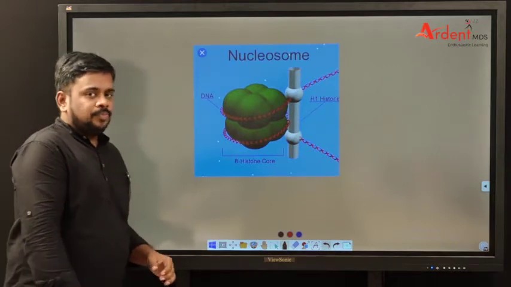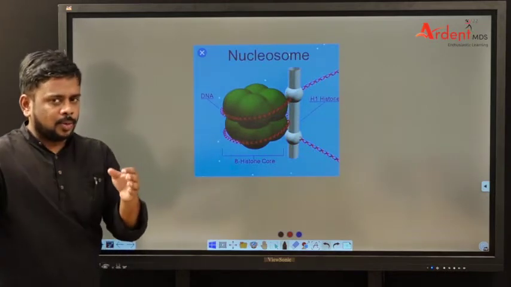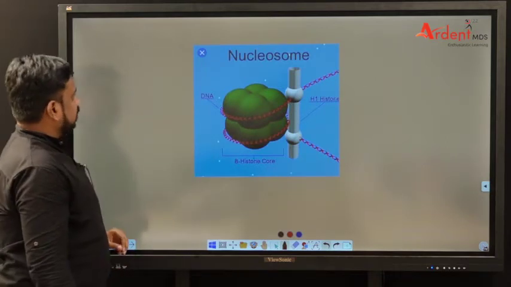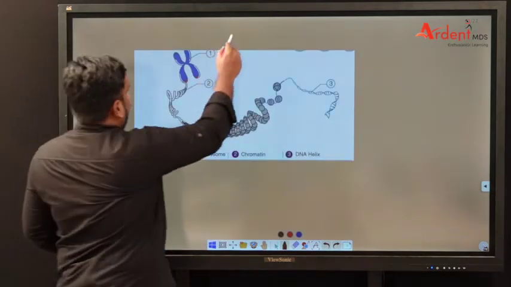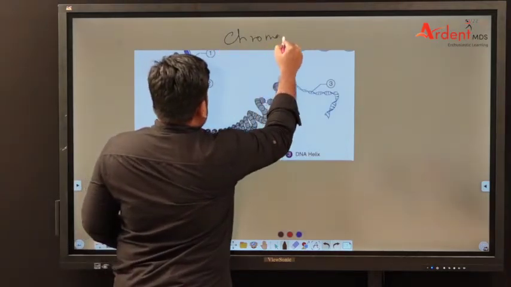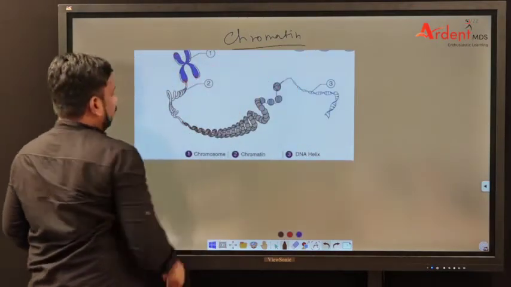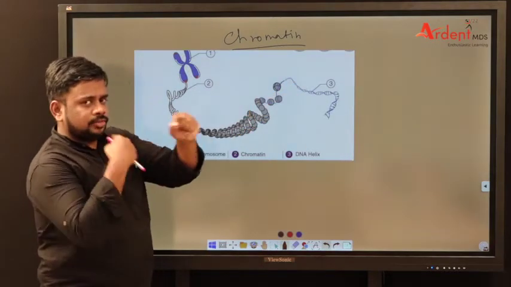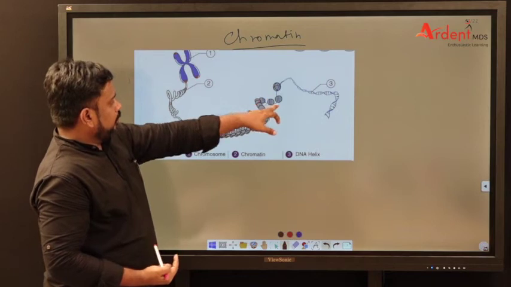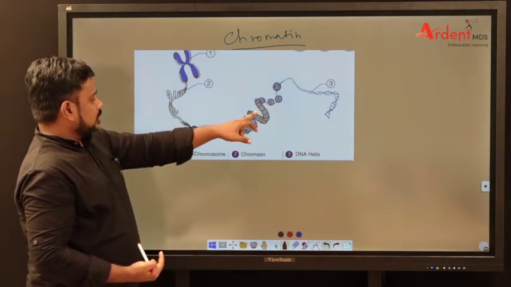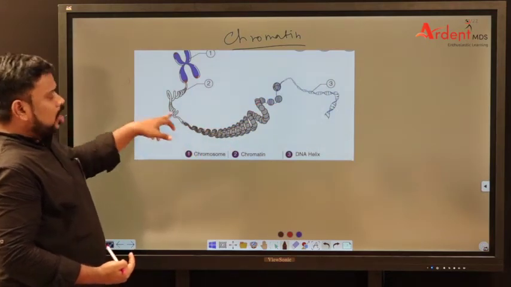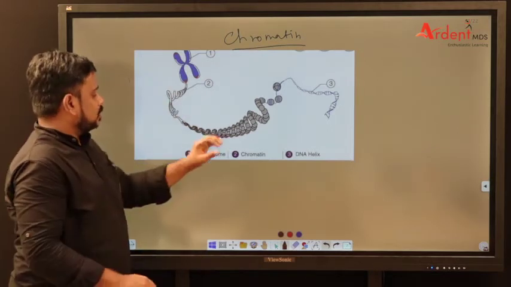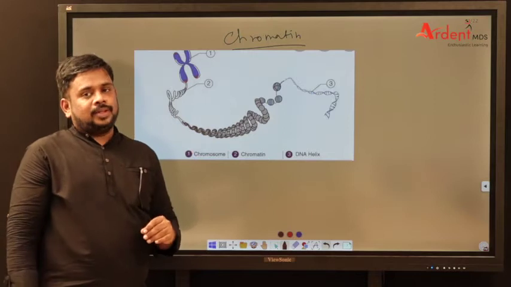So now this polymer of nucleosomes, all nucleosomes together, makes chromatin. So DNA surrounding these histone molecules makes chromatin. All chromatin again condensed together makes the chromosome. Clear?